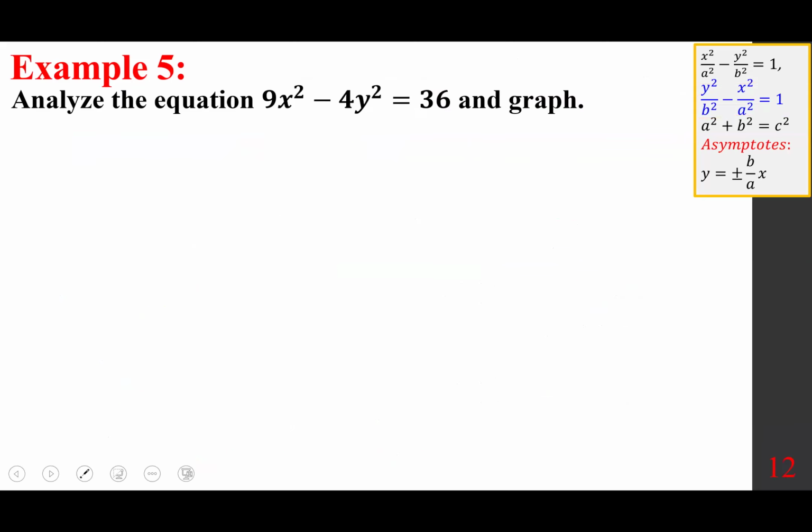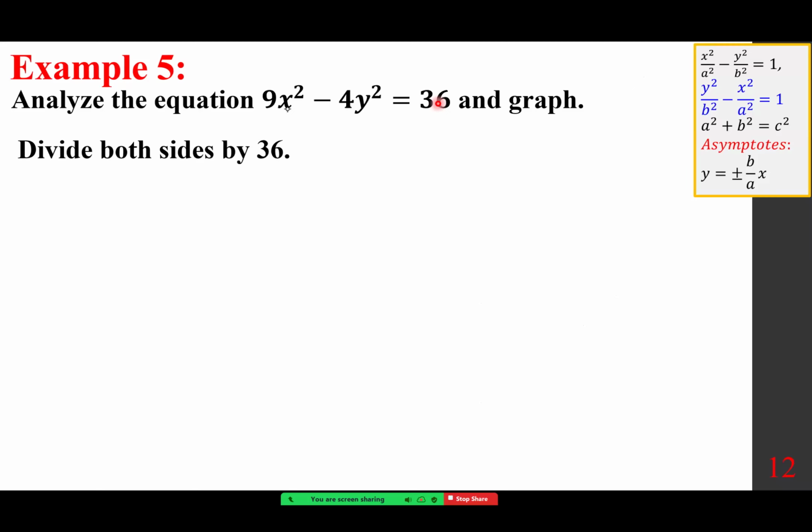We want to analyze this equation, 9x squared minus 4y squared equals 36. We've seen it when we dealt with ellipses. To put it in a format we are familiar with, the standard form, we divide by the constant, which is 36. We're going to divide both sides by 36. So this becomes x squared over 4 minus y squared over 9 equals 1. So you divide by the constant, which is on the right side. If it's not, you put it in that format.